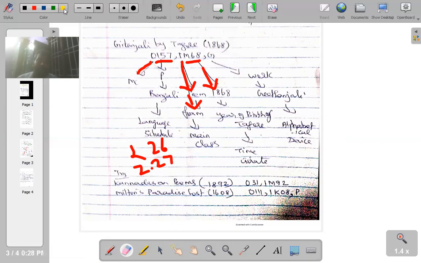As I told you, P4 stands for the first letter of the work of the author. So Gitanjali, G is the first letter. I use G. So that is the work of the author. So all the components are here.